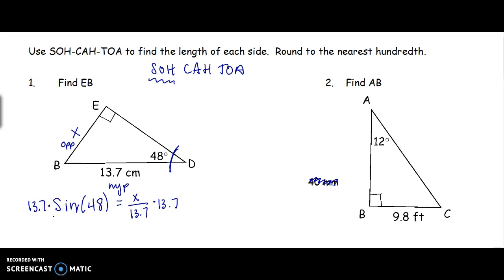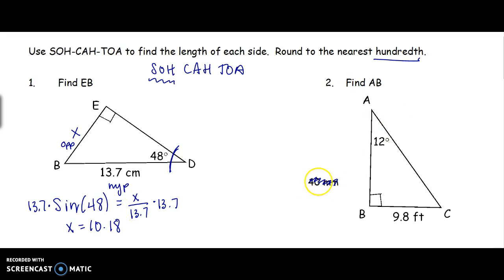So in your calculators, make sure that it's in degrees, so you would hit mode, and then make sure degree is highlighted, and then second mode gets you out of there. But you're going to type 13.7 times the sine of 48. And to the nearest hundredth, which is 2 decimal places, your answer is going to be 10.18.